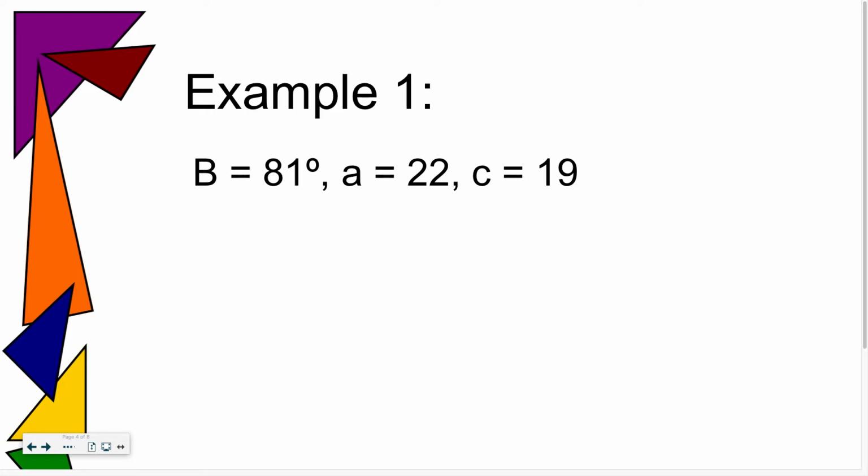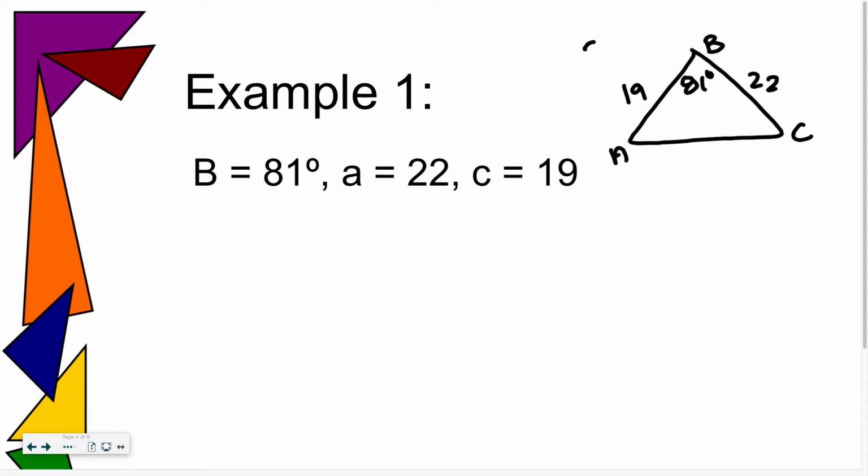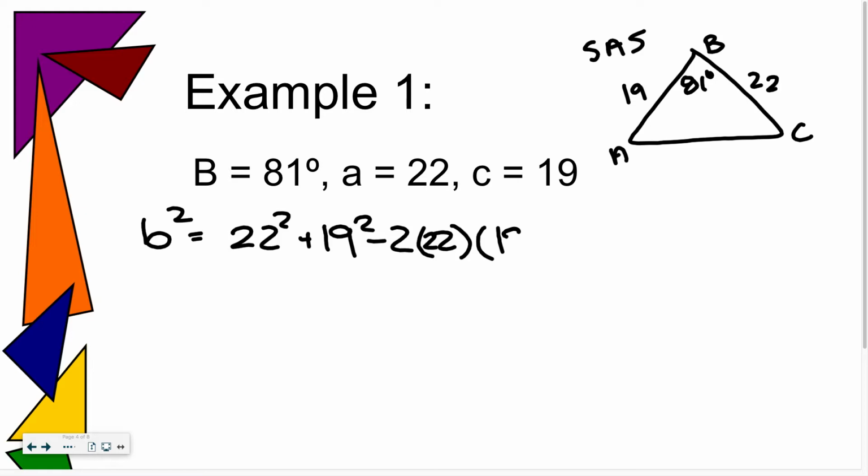So I'm kind of stuck with law of cosines. If I draw the picture, you might be able to tell 81, 22, and 19 that this is a side angle side. If you know those kinds of things, side angle side is always going to be law of cosines. So for side angle side, we have to solve for what first? B squared. Sure. The missing side. B squared equals A squared plus C squared minus 2 times A times C times, make sure you write the cosine, it's the law of cosines, times the cosine of 81.